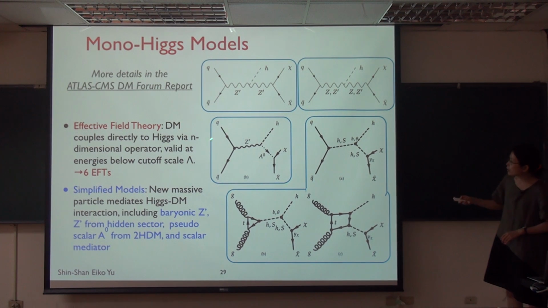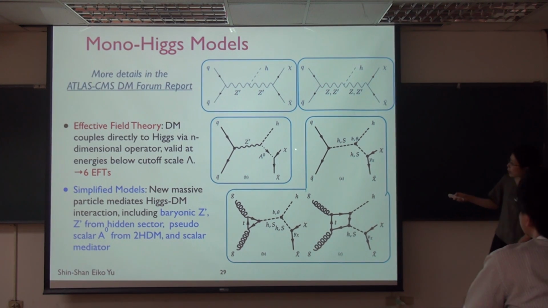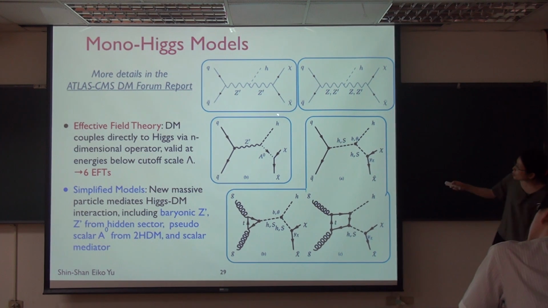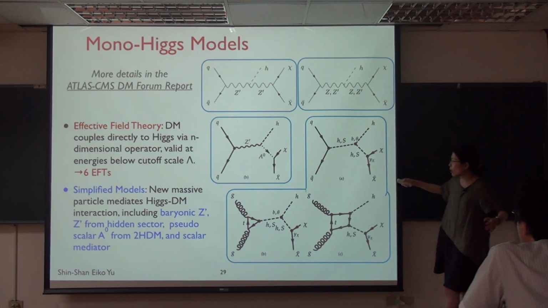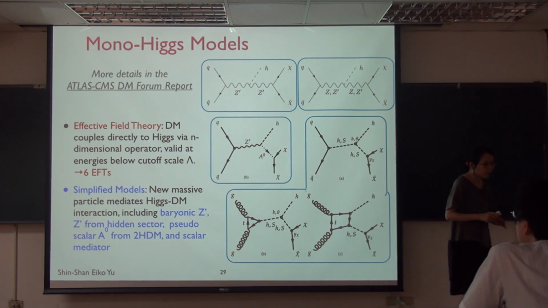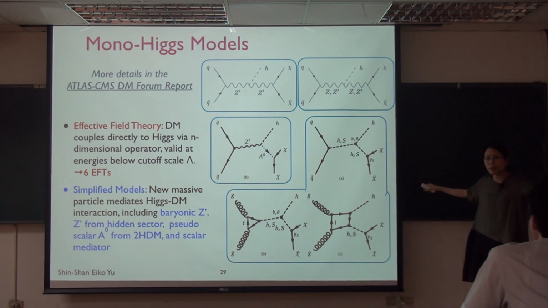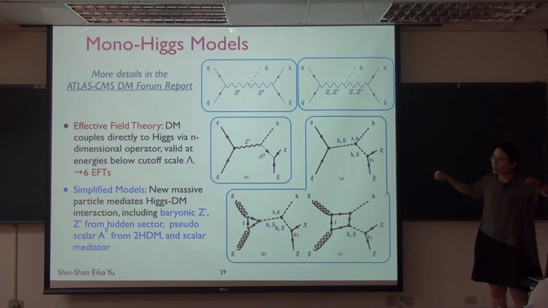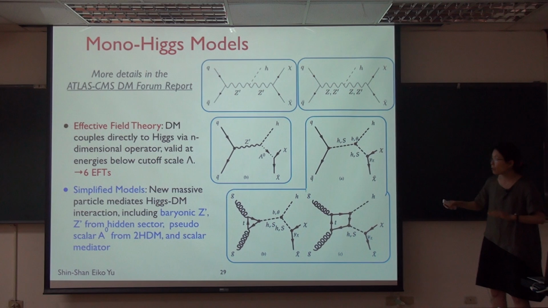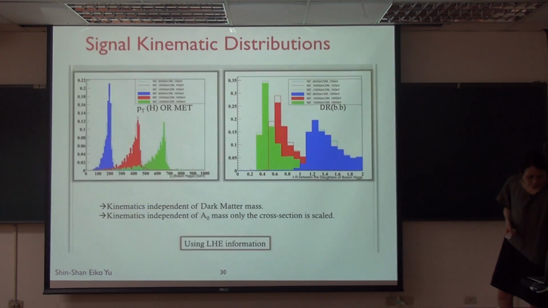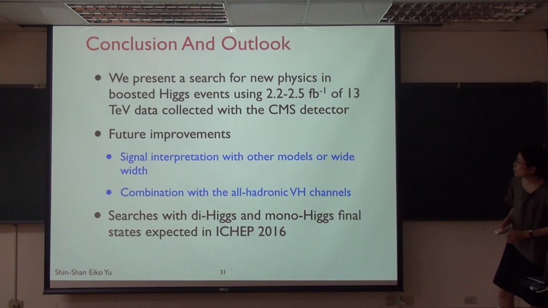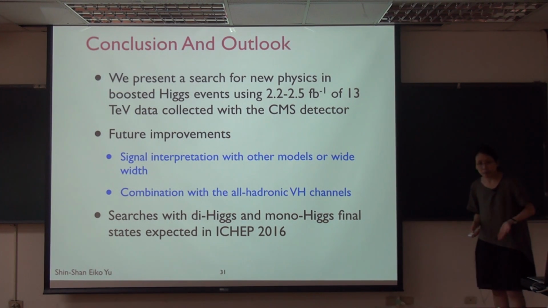Particularly, we are now focusing on this model where you have a new particle Z prime that decays to a Higgs boson and a pseudo-scalar A0, and this A0 further decays to two dark matter particles. We also reconstruct the Higgs using the b b-bar final state. But this analysis has a wider range of Z prime mass. So the Higgs can be reconstructed using two separate small-radius jets, or it can also be reconstructed using the big fat jet. So we are using two different algorithms to perform this mono-Higgs analysis. And we expect to have the results for the summer conference.